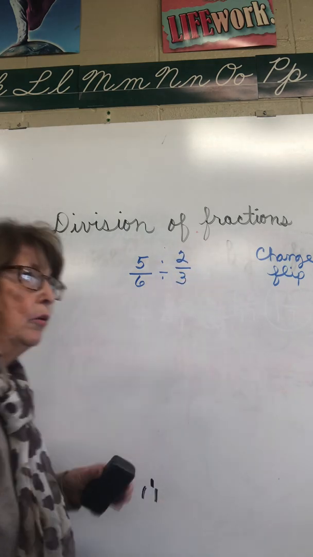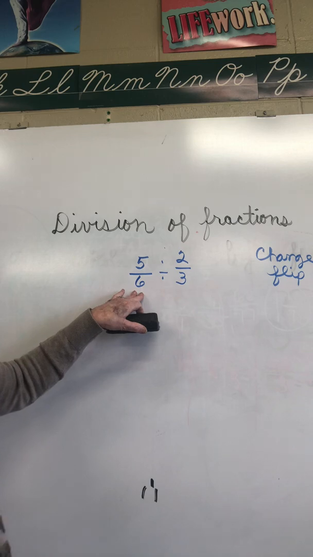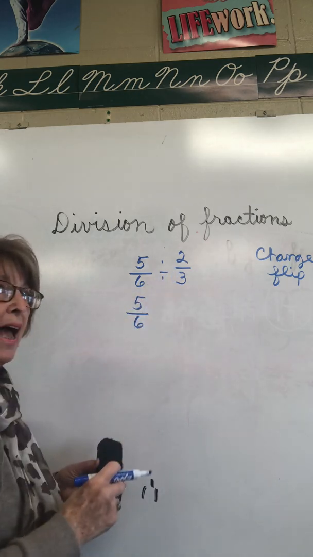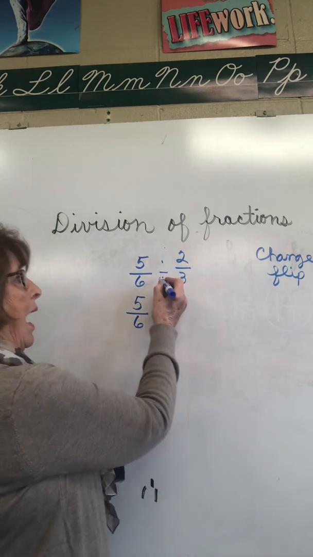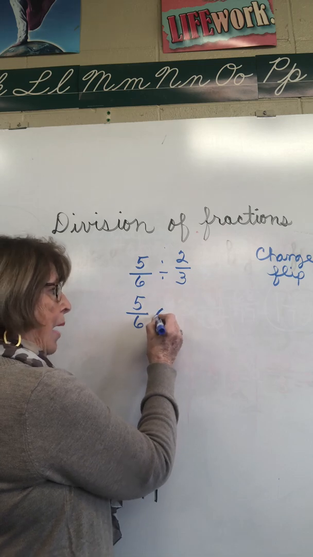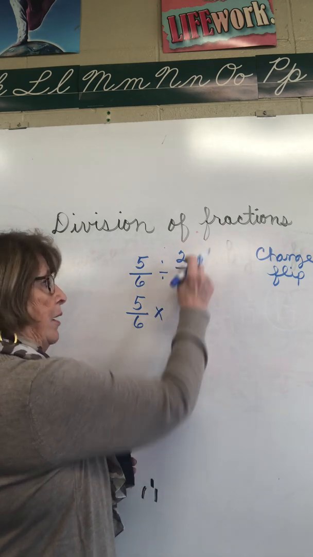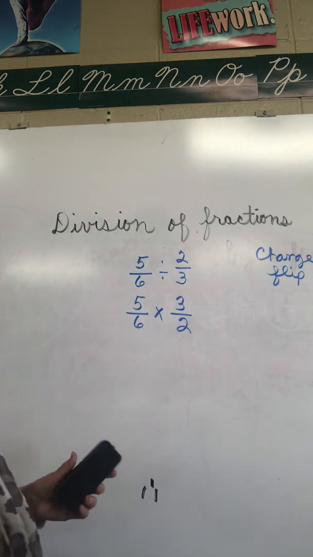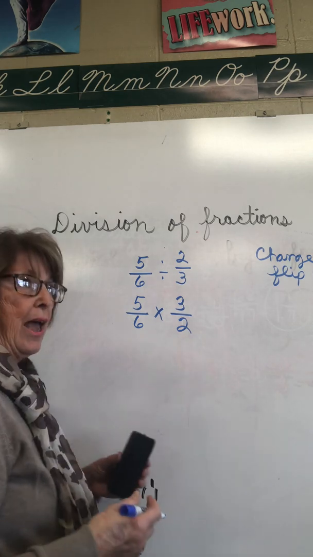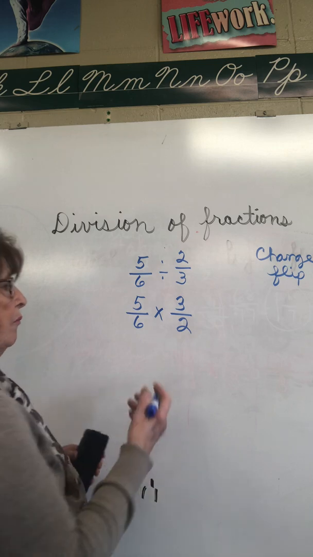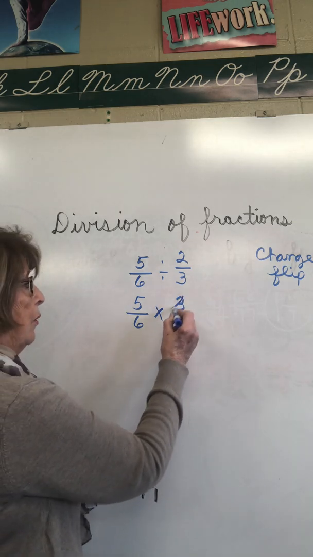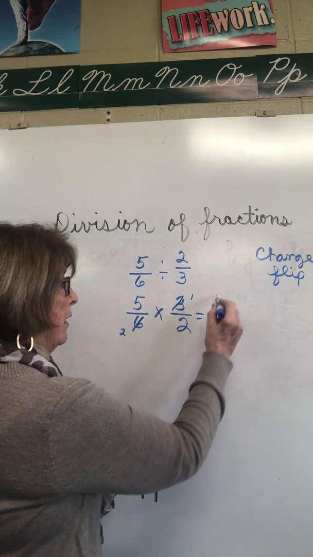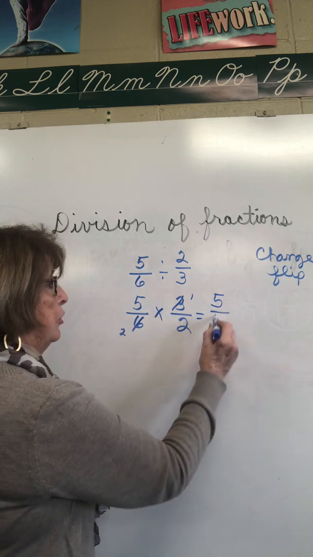All right, remember our rule. Our dividend, which is 5/6, stays 5/6. I change my division sign, change and flip. I change that sign to the opposite, which is a multiplication, and I flip this, which is doing the opposite of that, upside down, 3/2. I see if anything will cancel, just as I would in a regular division of fraction problem or multiplication. 3 will go into 3 one time, 3 will go into 6 two times. 5 times 1 is 5. 2 times 2 is 4.